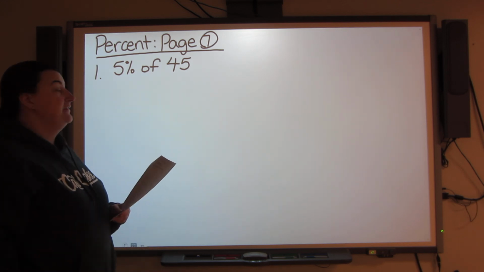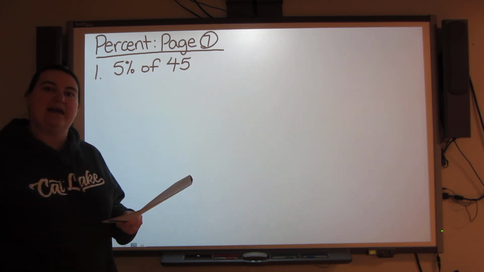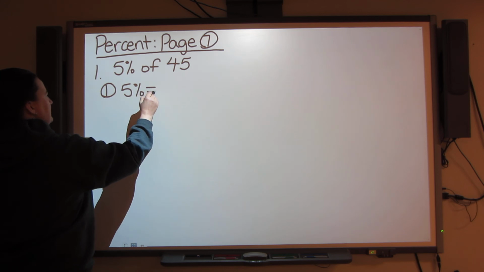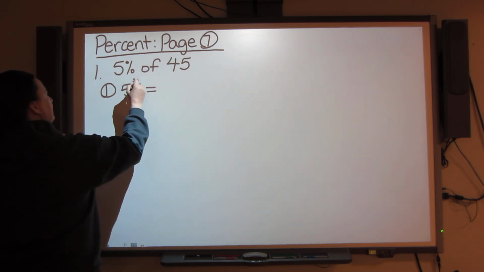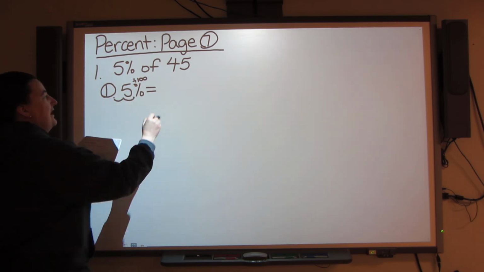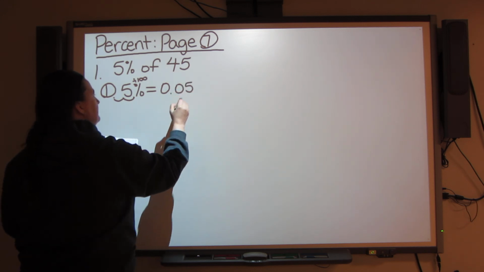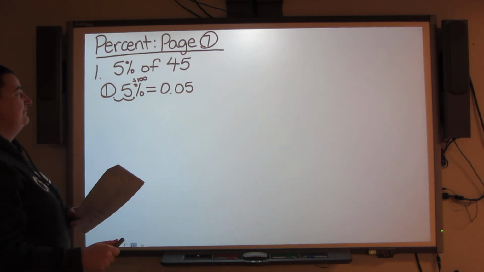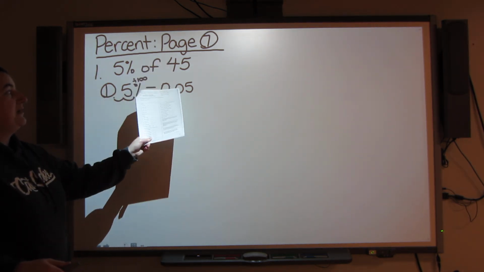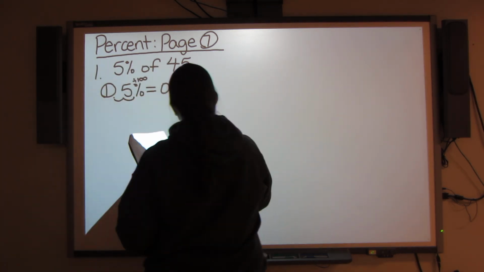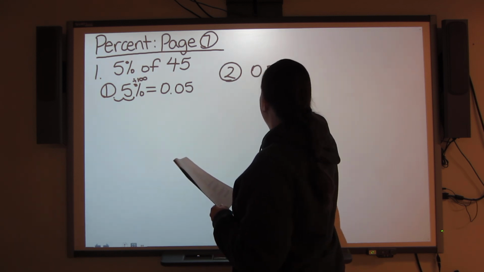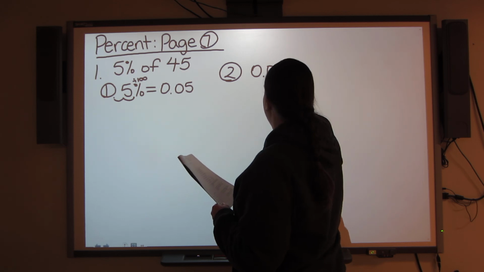Remember from the lesson, you have 3 steps: 2 steps plus an answer line. Step 1, take your percent and change it to a decimal by dividing by 100. Move that decimal 2 spots over so that now I have 0.05, or 5 hundredths. Once you have changed your percent to a decimal, you multiply it with the number from the question. That's step 2. So I take my 0.05 and multiply it with 45.